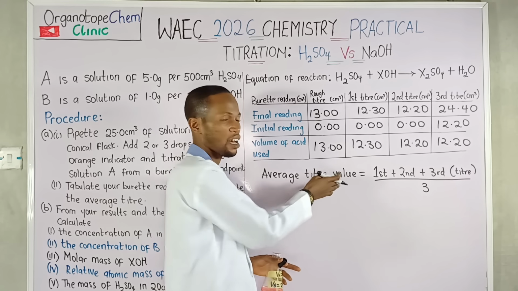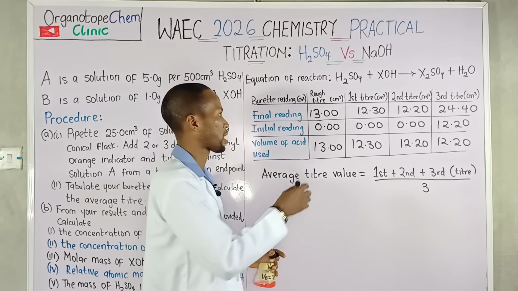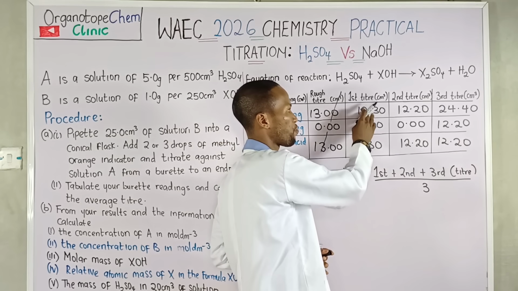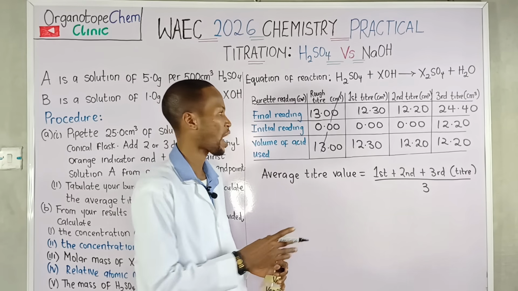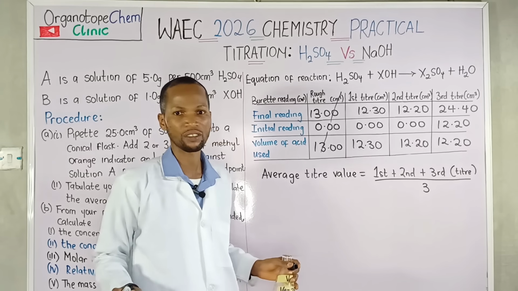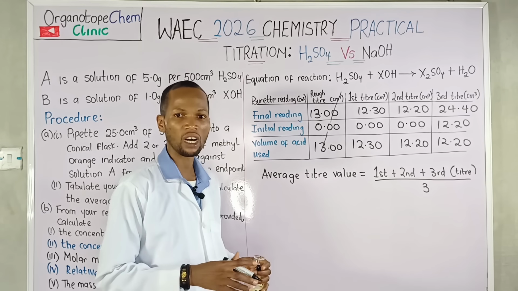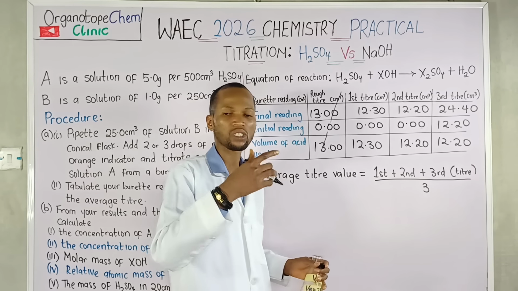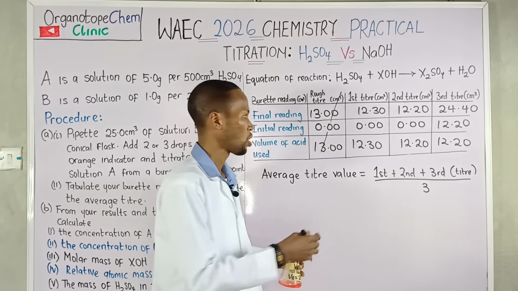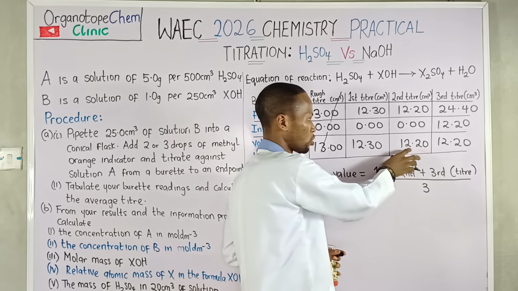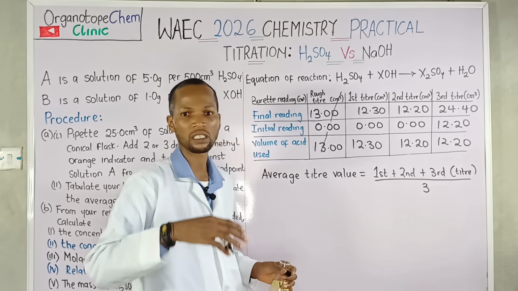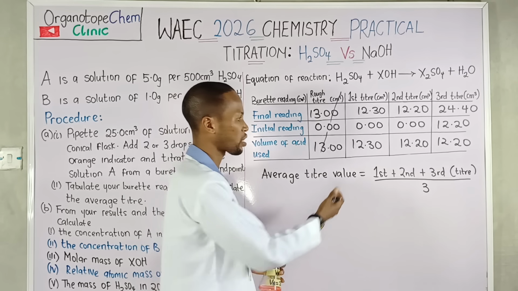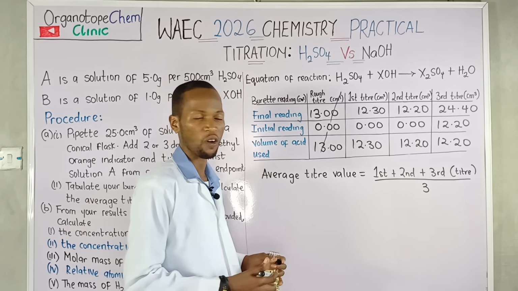Can we determine the average volume of acid used in this titration, which is the same thing as the average titre value? For this titration, we are expected to ignore the rough titre, and we are going to consider the first, second, and third titre because we have concordant values in the 3 titrations. The values are said to be concordant because the range between the values gotten for the volume of acid used is plus or minus 0.1. So we have 12.30, 12.20, and 12.20. That's plus or minus 0.1. So the values are said to be what? Concordant.